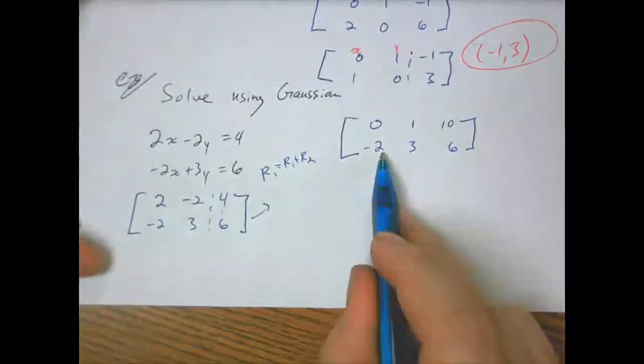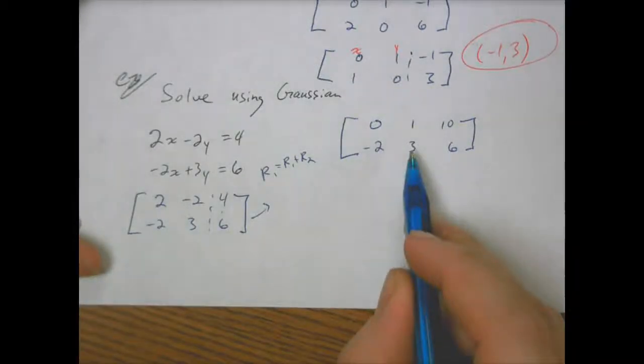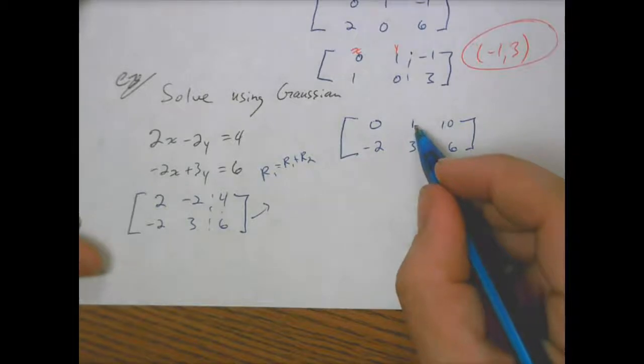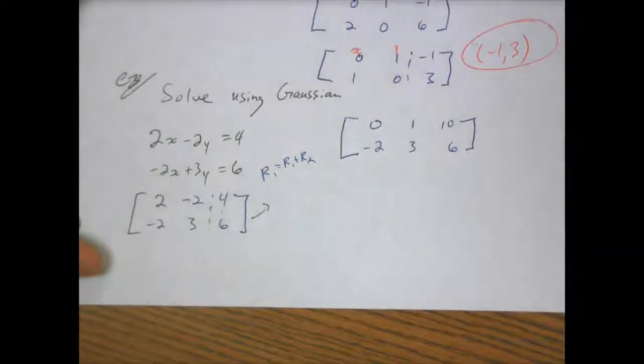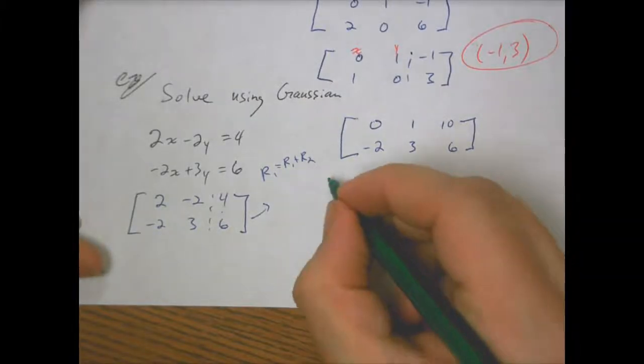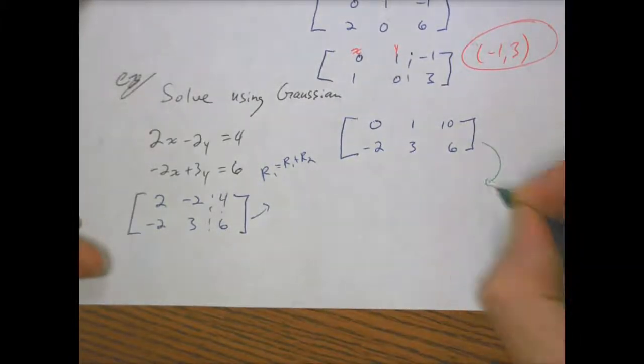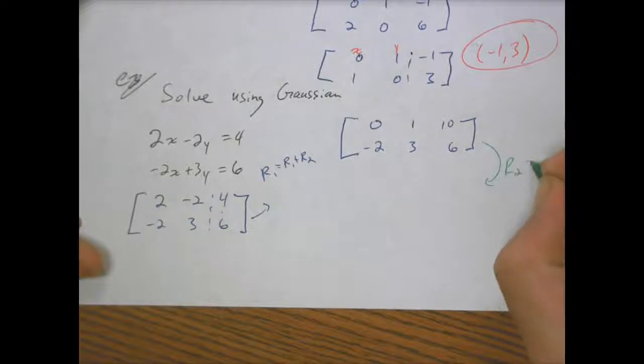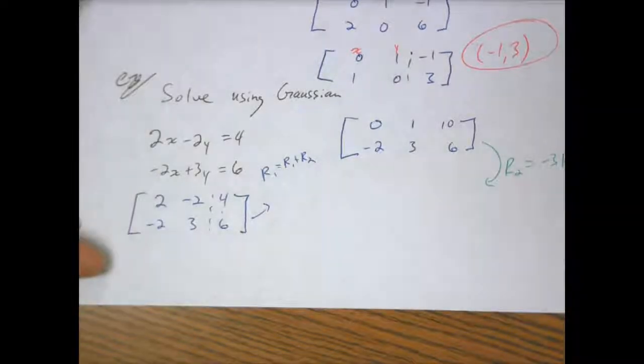All right, and now I need to get rid of this 3 here. So I need to multiply row 1 by -3 such that it would eliminate this. So now I'm going to take this down. So working down, I'm going to take row 2 now to be -3 times row 1, and I'm going to add that to row 2.